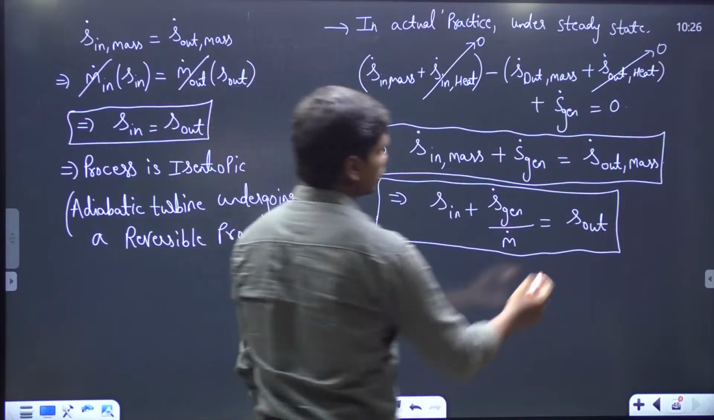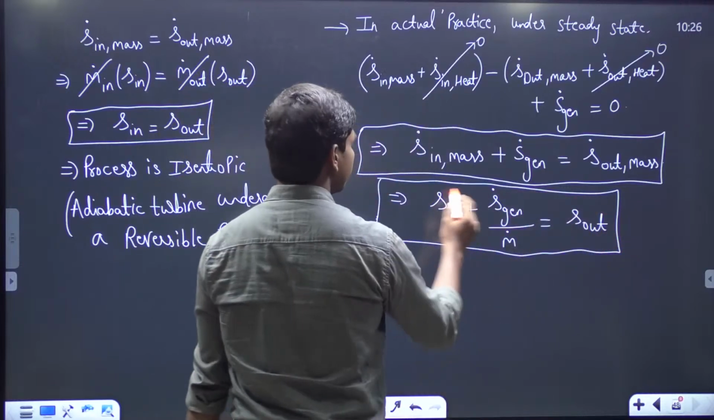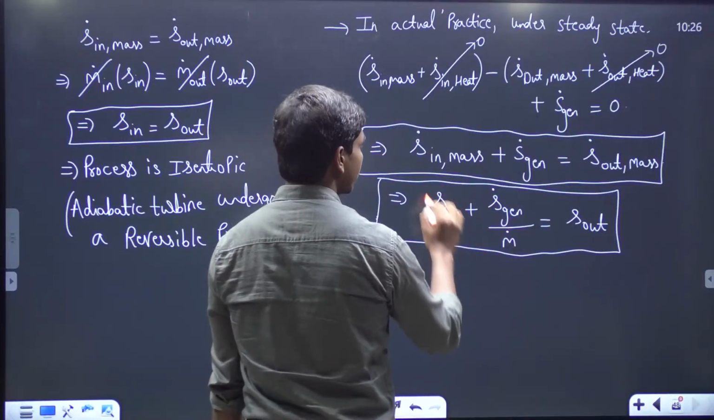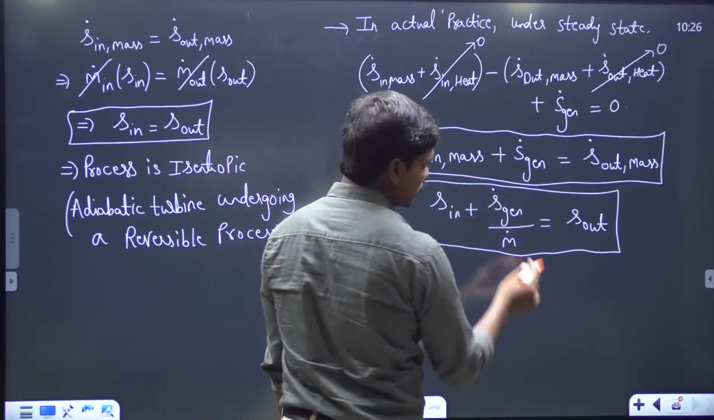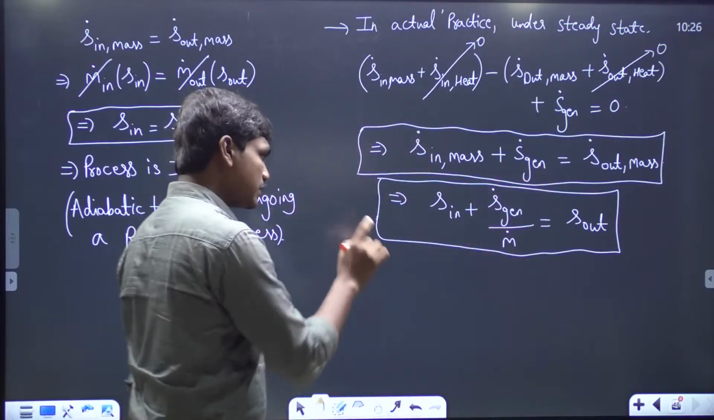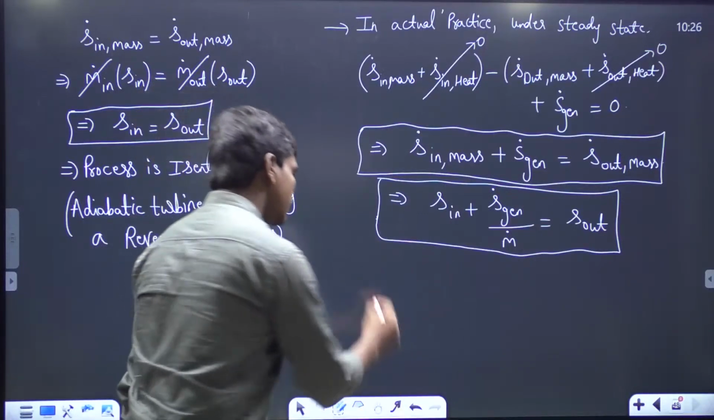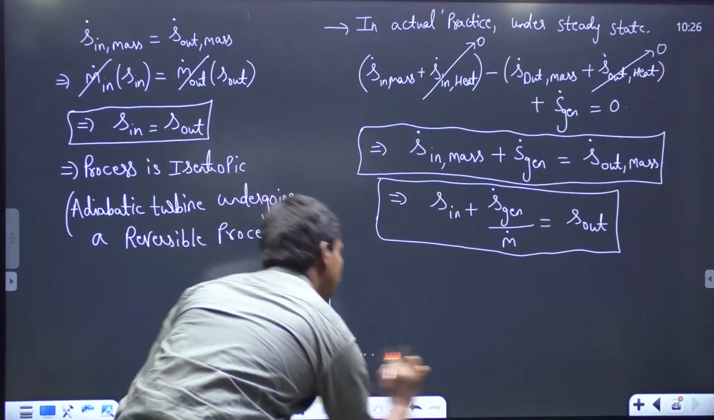So see here, if you see this, S out, meaning entropy at the exit condition of the turbine, is equal to something that is at inlet plus some positive quantity, because M dot is always positive and S dot generation is also positive. Which means if you try to draw this diagram on an HS plot, enthalpy versus entropy, see here what happens.